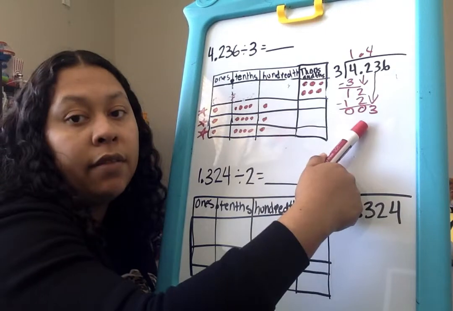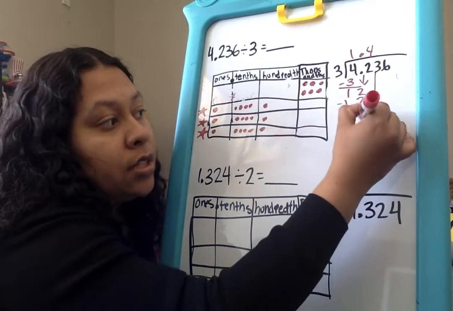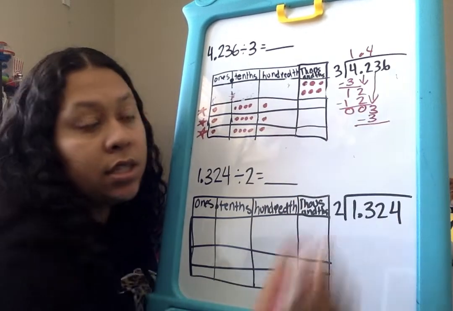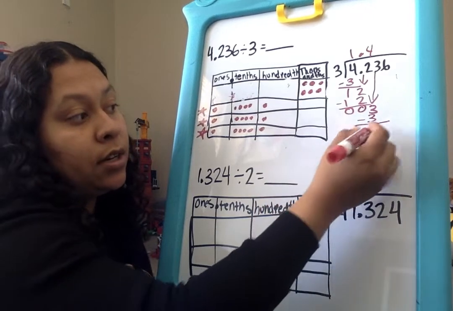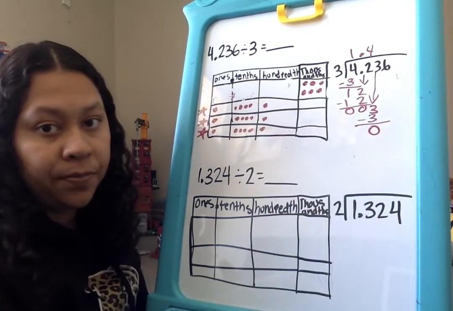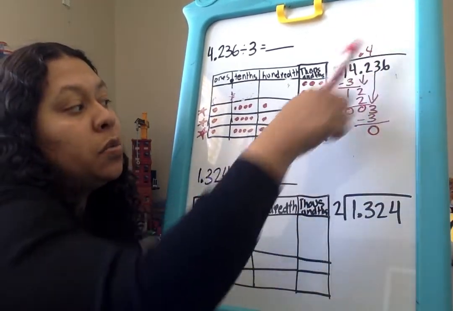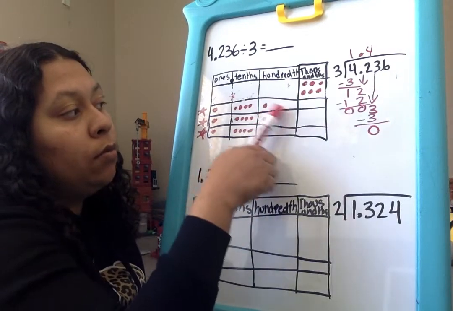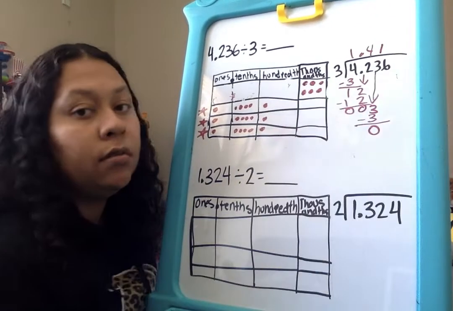So now let's show that right here. So we started with 3 hundredths. We shared out 3 hundredths. So we now have left over 0 hundredths. So now each group was able to get 1 hundredth. So 1 right there.